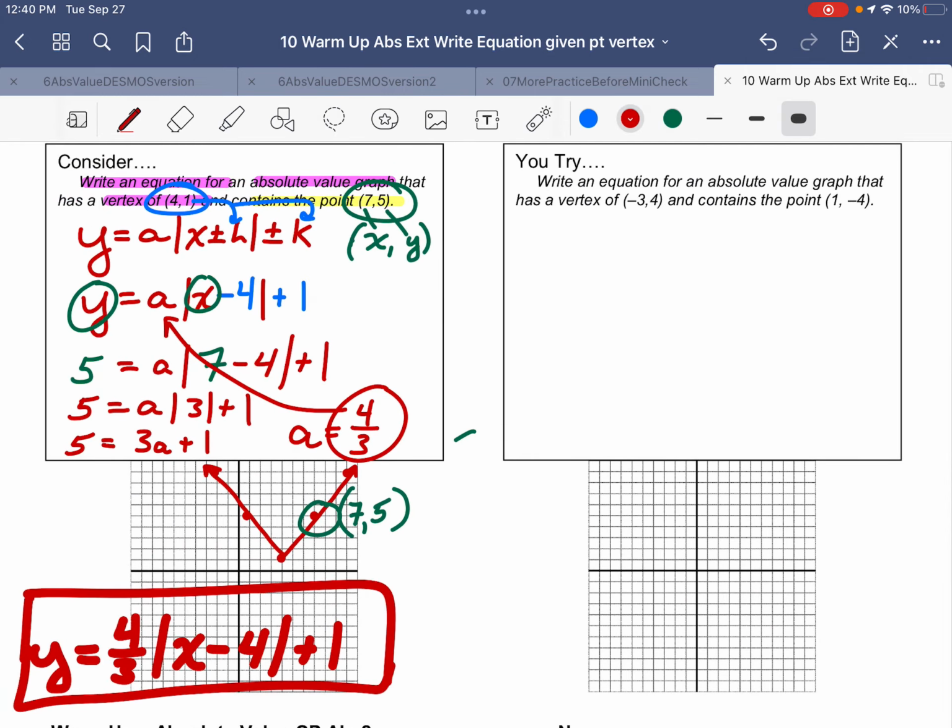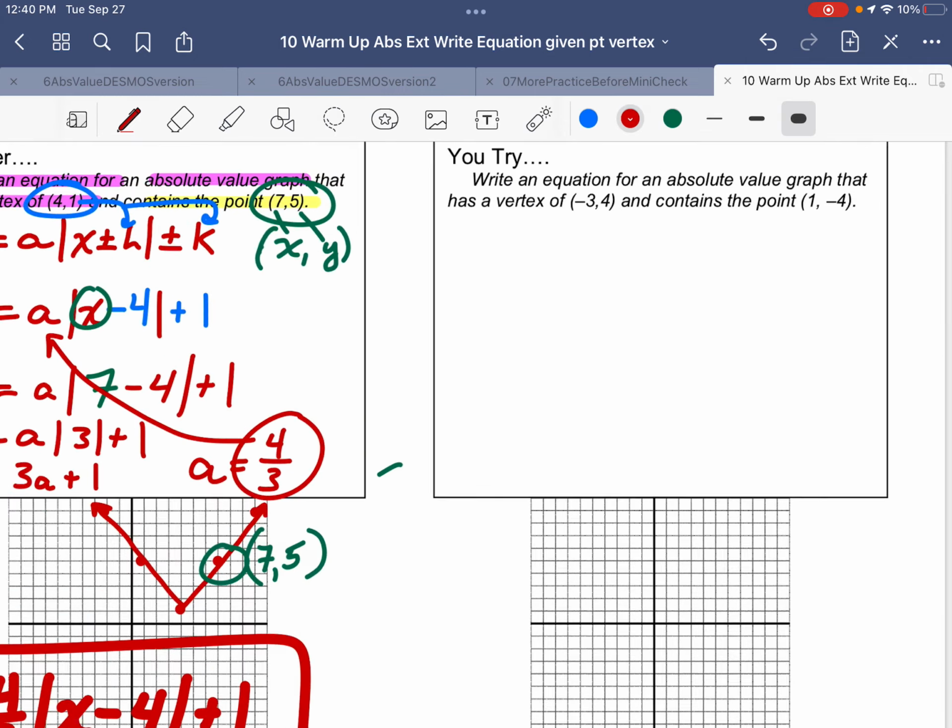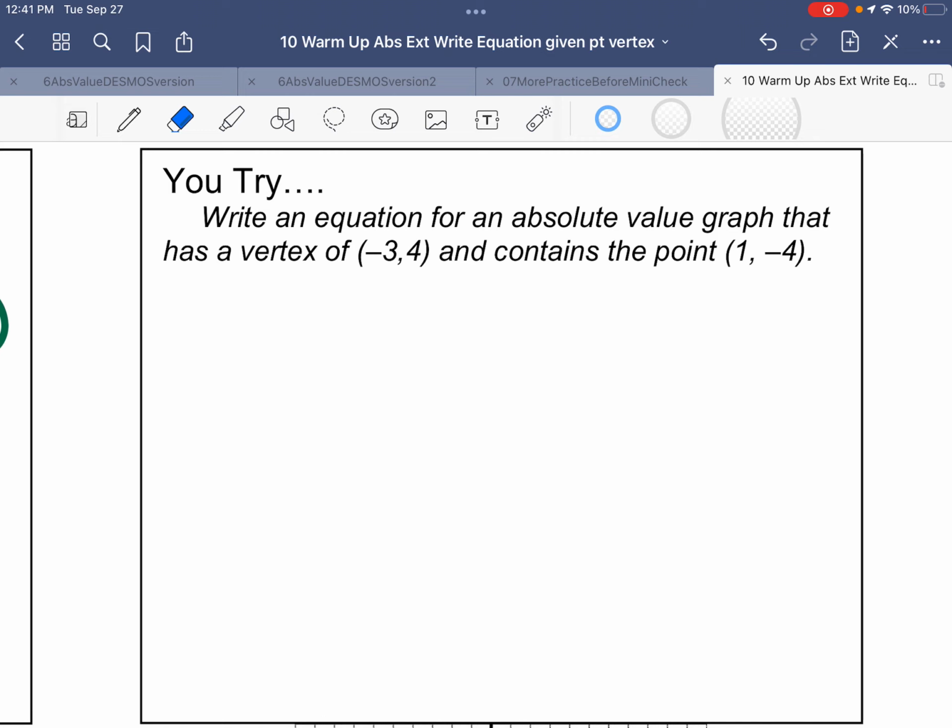Now, if you were in class, the next logical thing to do here would be to try this problem. So try it. See if you can follow the same steps that I did. Write an equation that has this vertex, the vertex of -3, 4, and contains the point of 1, -4. Push pause on the video and see if you can write this equation.